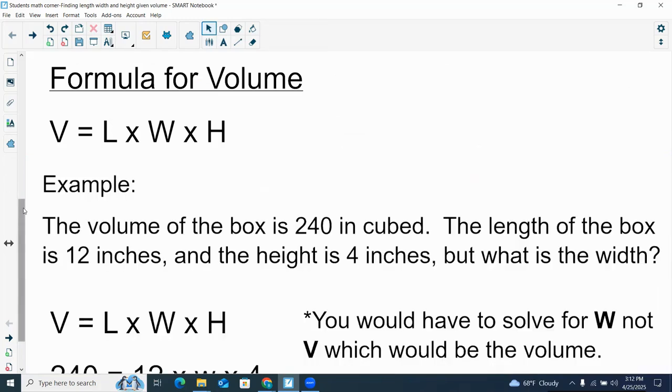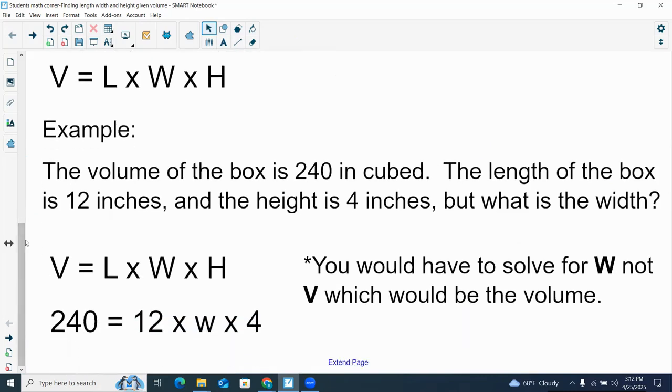But when you're trying to find length or width or height, because they give you the volume, it can get a little bit complicated. So, for example, the volume of the box is 240 inches cubed. The length of the box is 12 inches and the height is 4 inches. But what is the width?